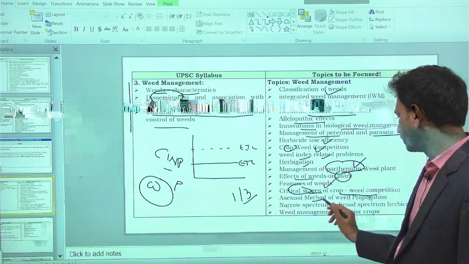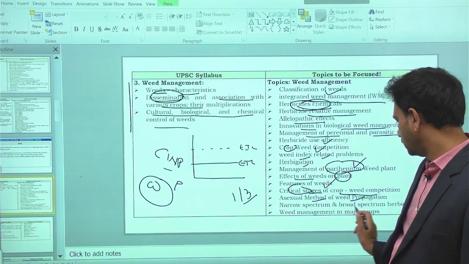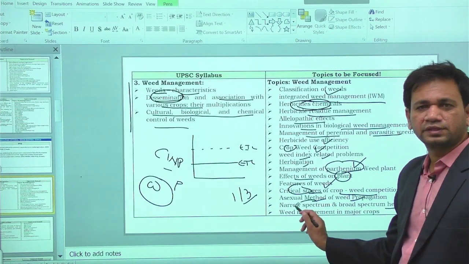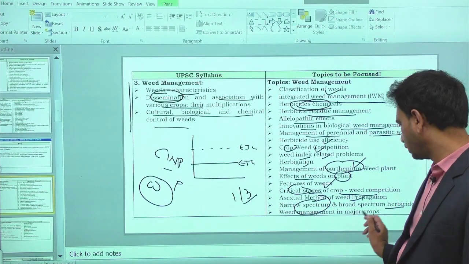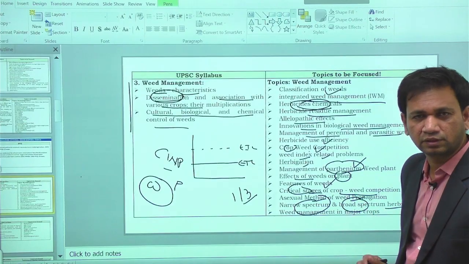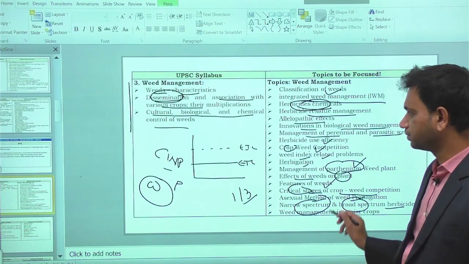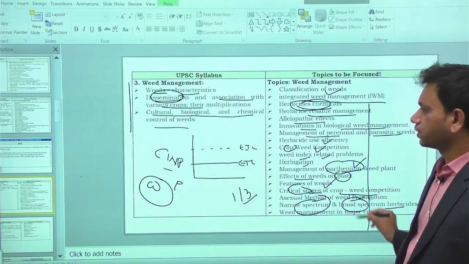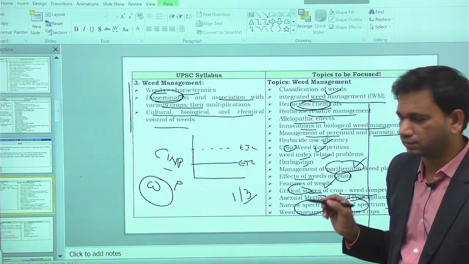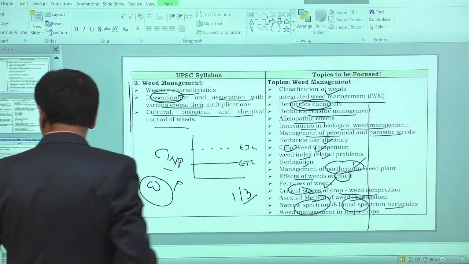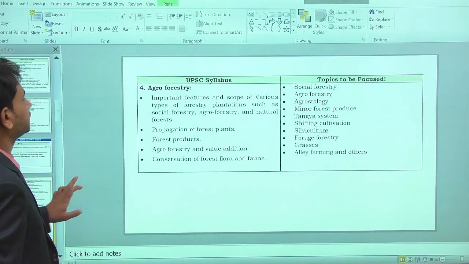Then asexual methods of weed propagation, and within herbicides again we have one classification we call narrow spectrum, and another is broad spectrum herbicide chemicals, right. See, these are the basic syllabus topics we have in the case of weed management. Then apart from that we are having the syllabus we call agroforestry.